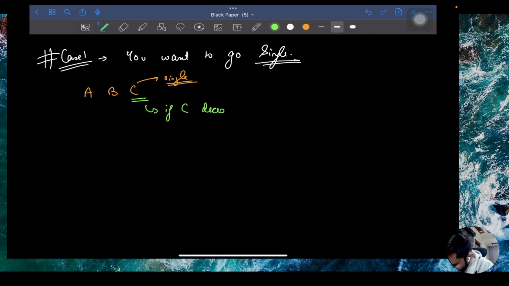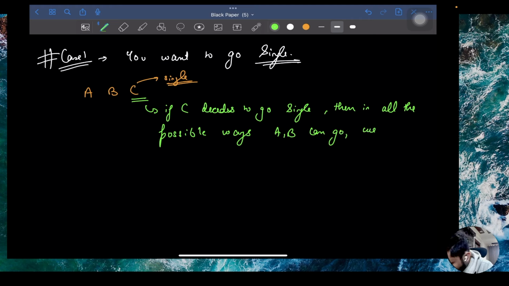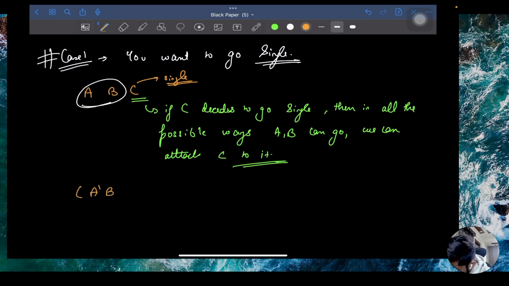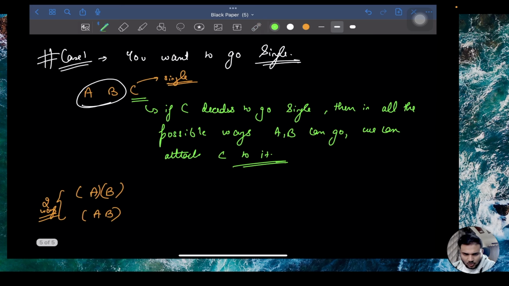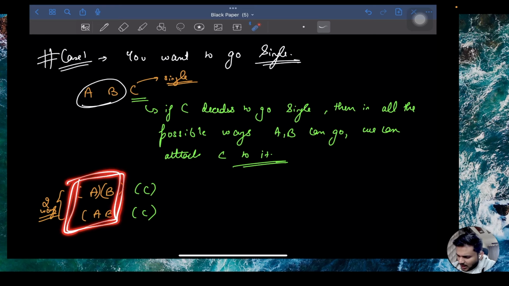If C decides to go single, then in all the possible ways AB can go, we can attach C to it. Let's see in how many possible ways AB can go. Both of them can go alone or both of them can go together. There are only 2 possible ways in which AB can go, because C has already made a decision. C is not going to make a pair. So in all the ways AB goes, C goes individually, C goes single. So I can attach C to all of them. So the total number of ways in which AB can go, I will directly attach C to it.